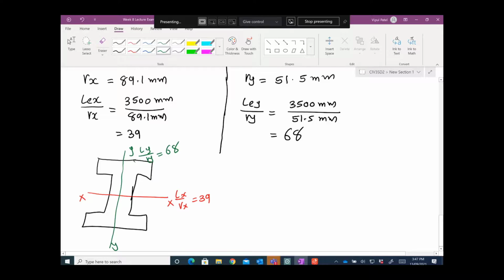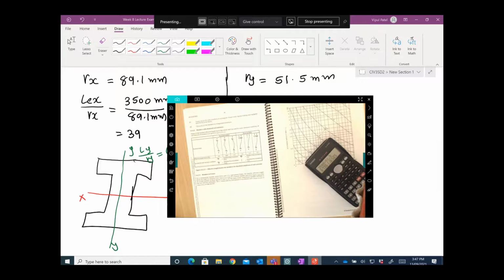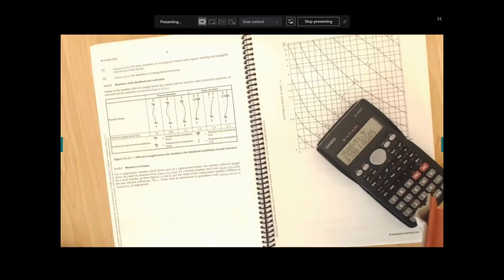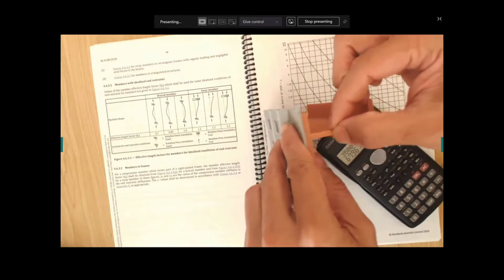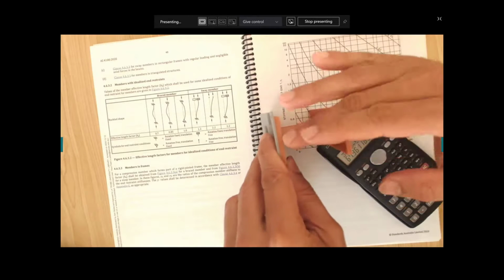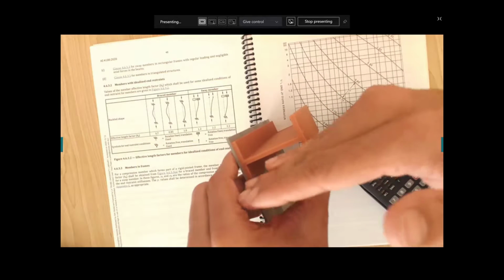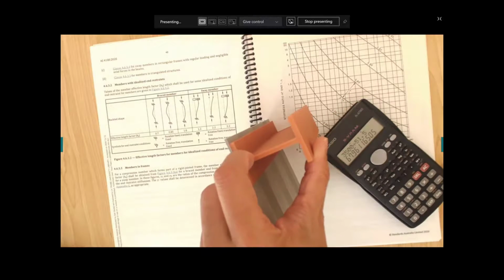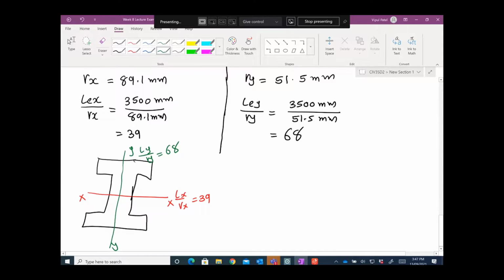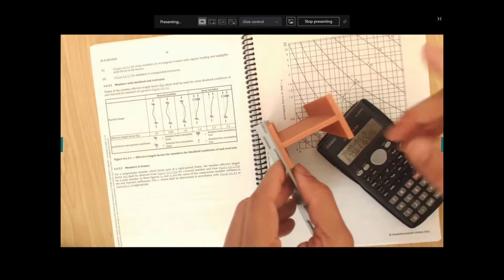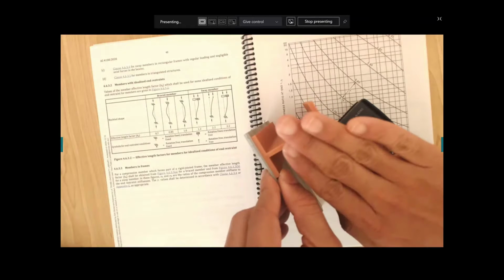Remember the 39 and 68. About the x-axis the L over r ratio is 39, so you will not have buckling about the x-axis. It will not buckle like this. But about the y-axis, what was the number? About the y-axis it is 68. So basically our weak axis is the y-axis, and the buckling will occur like this. I hope you understand that.